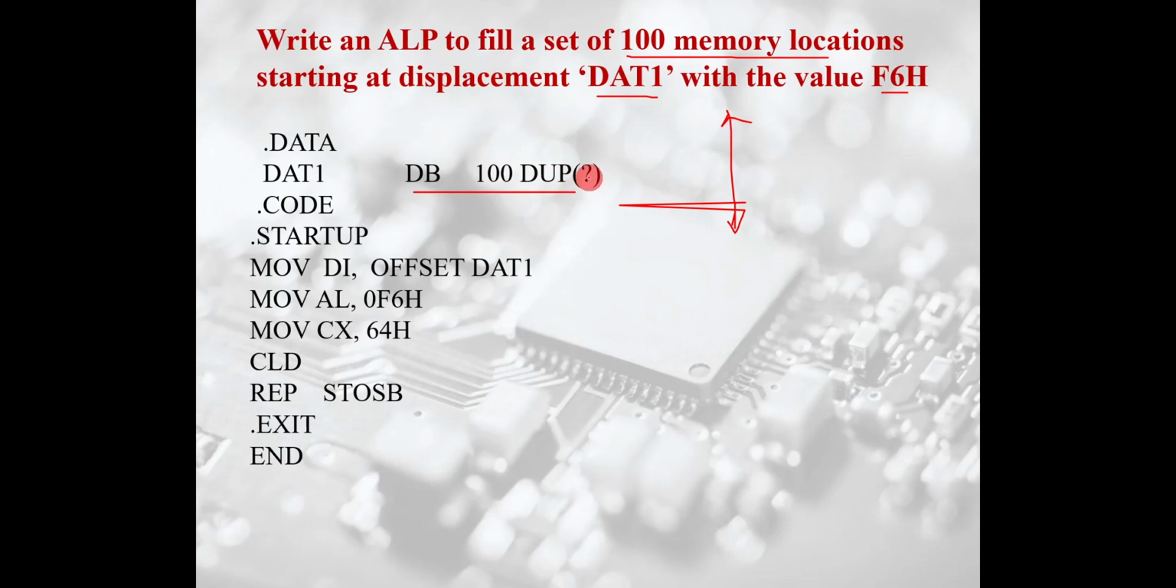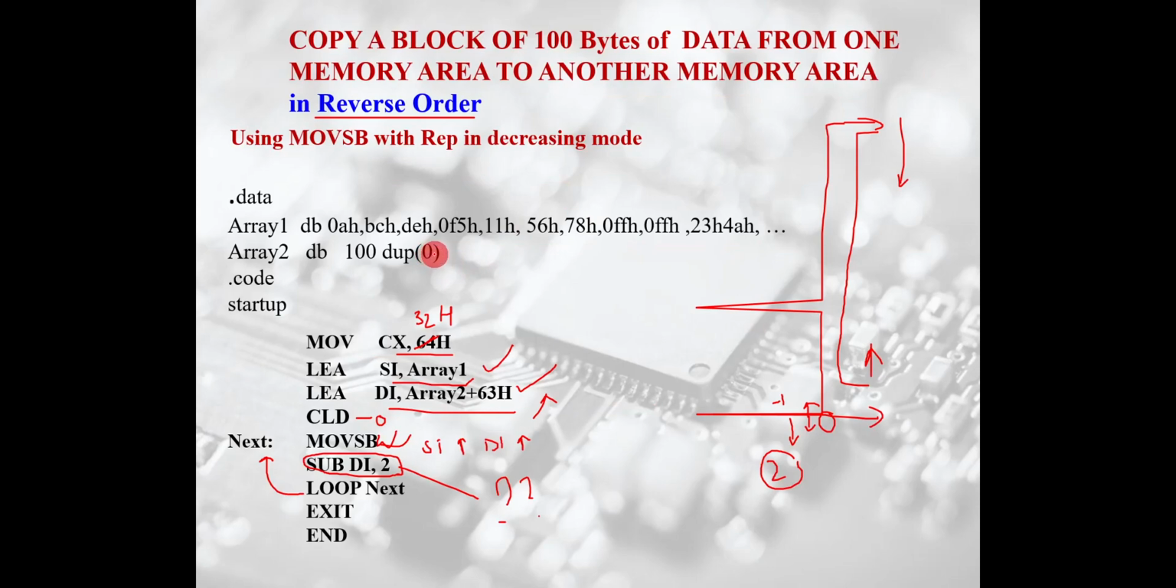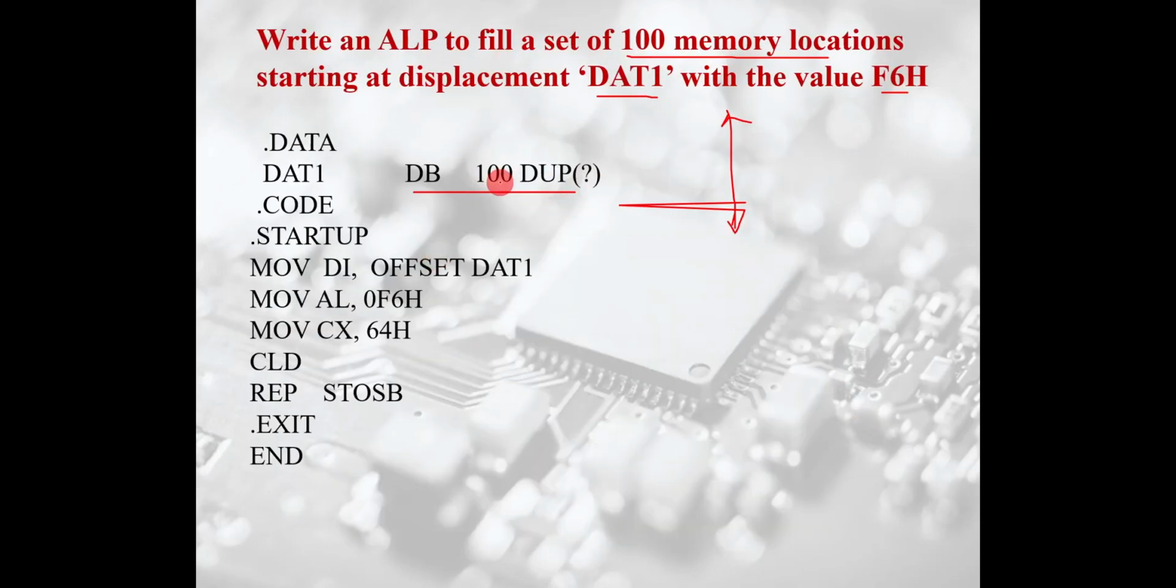When I put a question mark, whatever is the previous data will be retained. Whereas if I write 0, those 100 locations will be reserved, and not only that, those memory locations will have data 0 written in them. Whereas if I write a question mark like this, 100 bytes of memory locations will be reserved, but whatever was the previous data available there, you don't bother about it, it remains as it is. So you could do that. There will be certain advantage in writing 0.